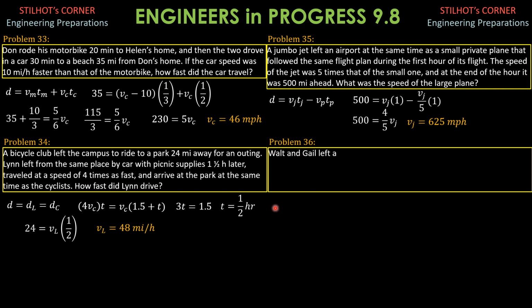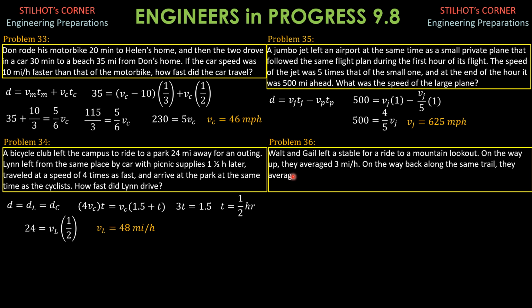Lastly, for this video, Walt and Gail left a stable for a ride to a mountain lookout. On the way up, they averaged 3 miles an hour. On the way back along the same trail, they averaged 5 and 1/4 miles an hour. And the return trip took 5/7 hours less time than the outward trip. So how long was the entire horseback ride?